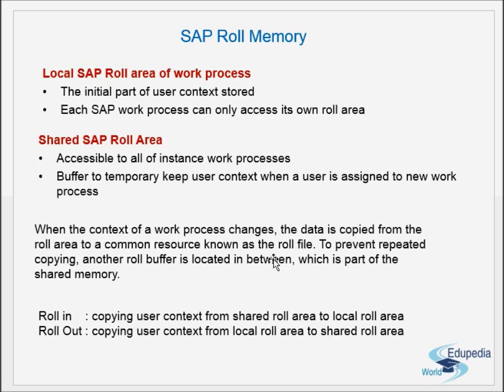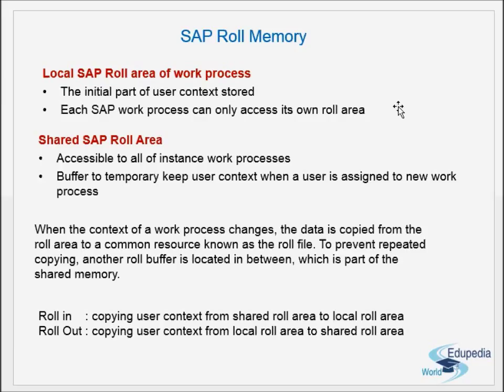Now the role memory. First we learn about the role memory. Local SAP role area of a work process: the initial part of the user context is stored here. Each SAP work process can only access its own role area. This role memory is the area in which the user context is stored. The first time you log into a system, you open a screen and a transaction in it, your user context is created for the first time.